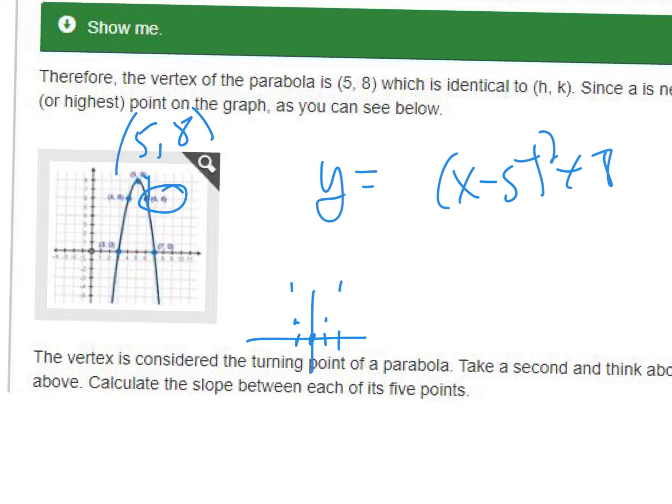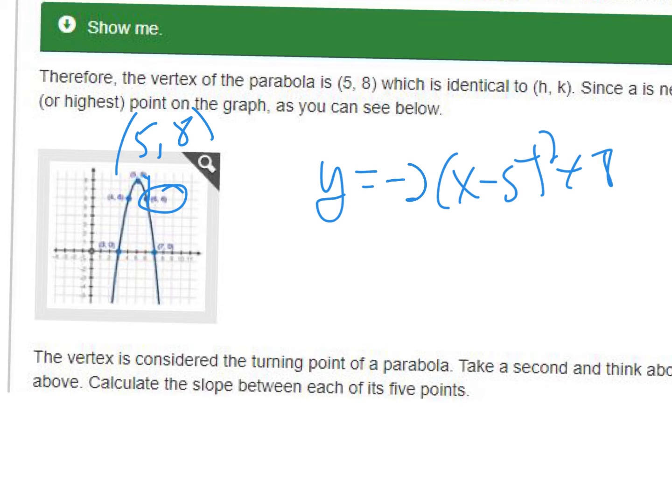Well, let me back up a minute. You could say, it looks to me like it's going over 1, down 2, so I think that stretch factor is negative 2. And I'm actually right. But you don't have to do a guessing thing like that. You can actually find out what the equation is.